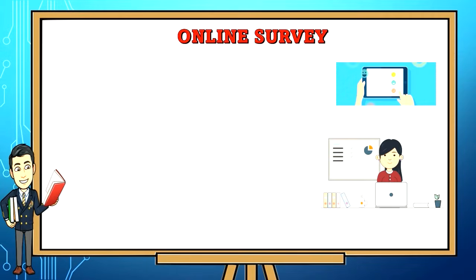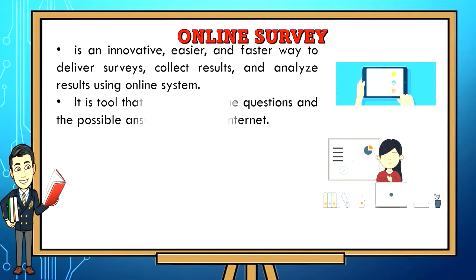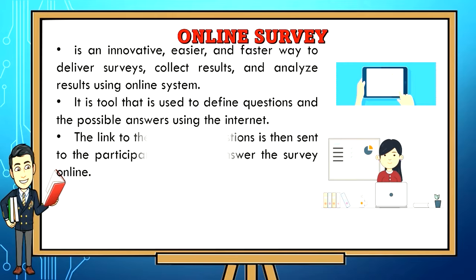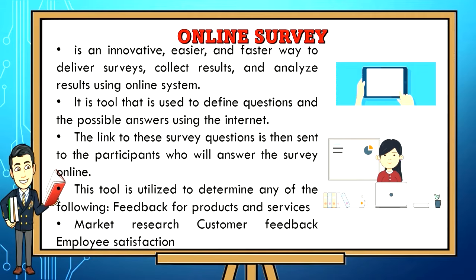What is an online survey? It is an innovative, easier, and faster way to deliver surveys, collect results, and analyze results using an online system. It is a tool that is used to define questions and the possible answers using the internet. The link to these survey questions is then sent to the participants who will answer the survey online. This tool is utilized to determine any of the following: feedback for products and services, market research, customer feedback, employee satisfaction.